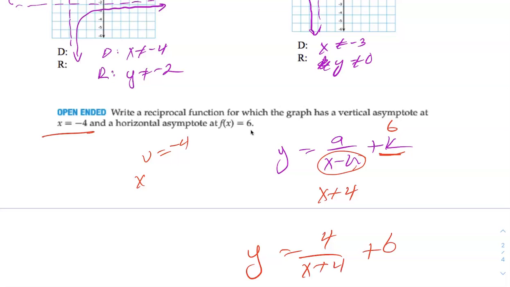I guess that's a little confusing. I'm not going to put 4, I'll put 2. There you go, right? A could be anything you want, but this has to make a vertical asymptote of -4. This has to make a horizontal asymptote of 6. And there you go.